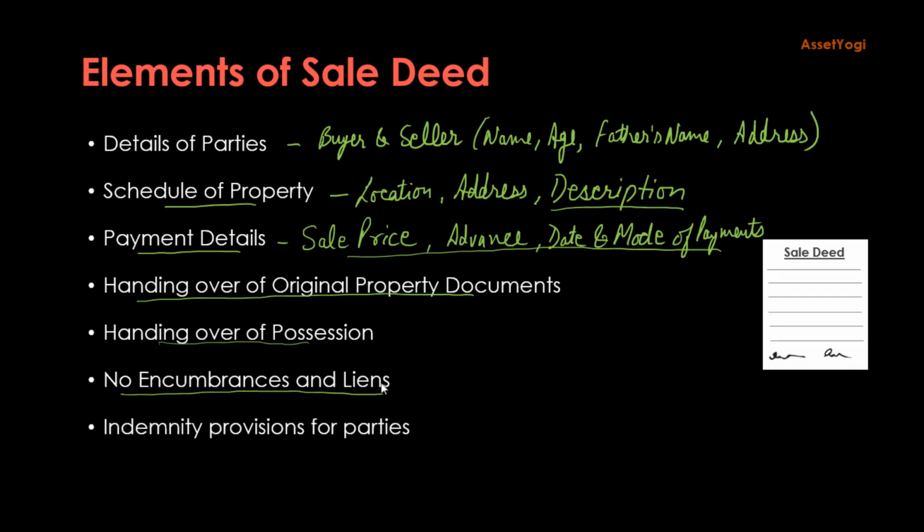Then there will be indemnity provisions for both parties. For example, in case of any negligence or breach of contract from one party, the responsible party is liable to pay damages to the other party. Now let's see what are the precautions you should take before you execute the sale deed.